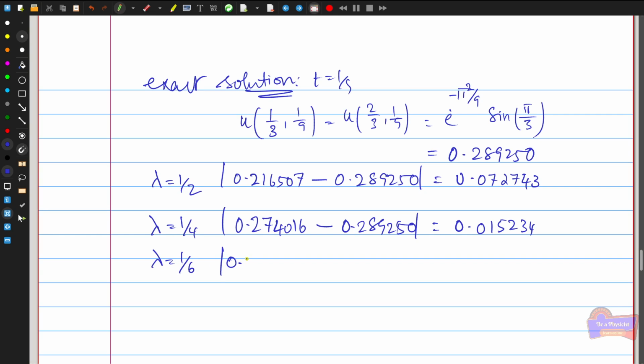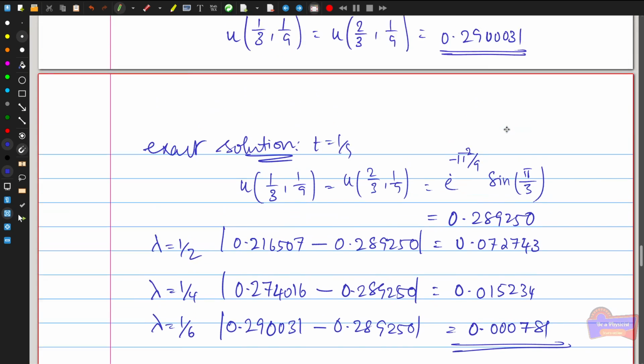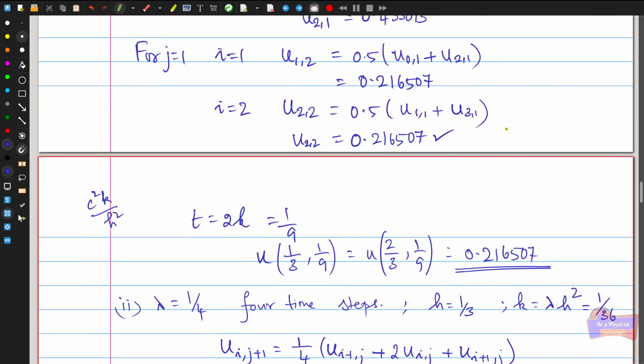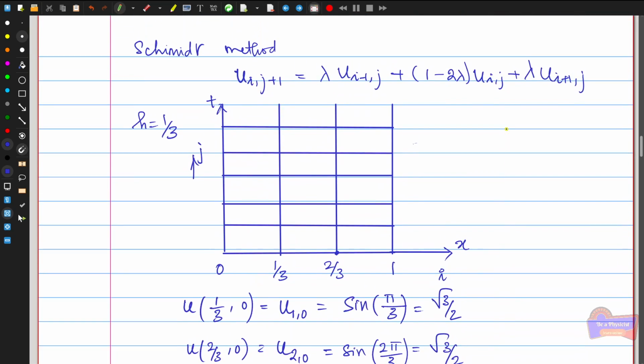And finally, for lambda equal to 1 by 6, the numerically calculated solution is 0.290031 minus 0.289250, which is equal to 0.000781. Okay. So therefore, if the lambda value is decreased further, the accuracy of your solution will increase further, which is almost like the time step. So in this way, you can easily solve any heat conduction equation using this explicit method.